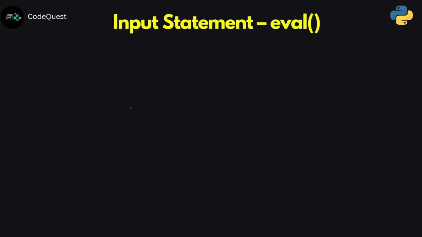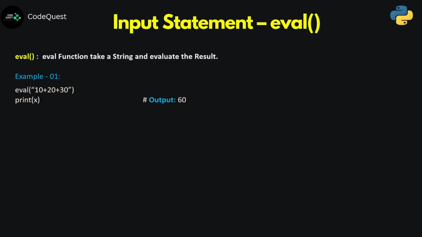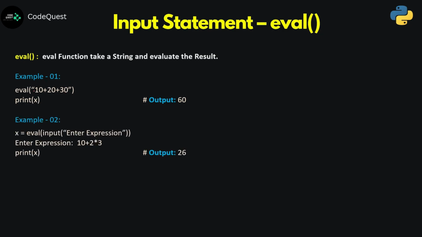Now apart from the input function, we have a special function that is called eval, which can take a string and evaluate the result. Let's see here. Let's say I'm writing eval where 10 plus 20 plus 30, this is an expression, and I'm keeping it inside a string. This double quotes indicates that this entire expression is kept within a string. And so this eval is going to take each of these numeric values and calculate the result.